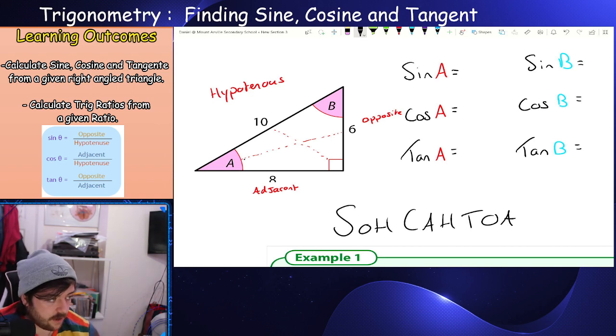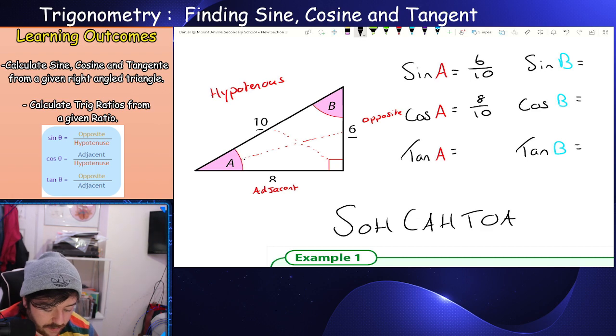Anyway, let's have a look here. Sine A is equal to my opposite over my hypotenuse. My opposite side is equal to 6, and my hypotenuse is equal to 10. So sine A is equal to 6 over 10. Cosine A is equal to the adjacent over the hypotenuse, so that's 8 over 10. And tan A is equal to the opposite over the adjacent, which is 6 over 8. So that's my sine A, cosine A, and tan A.